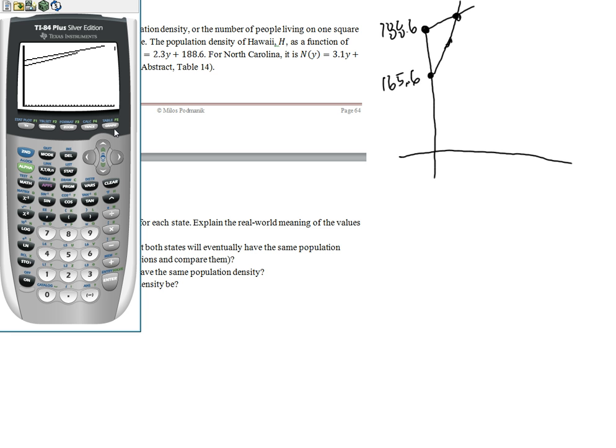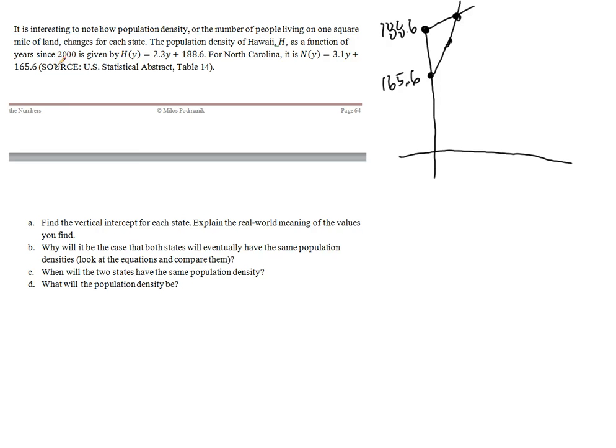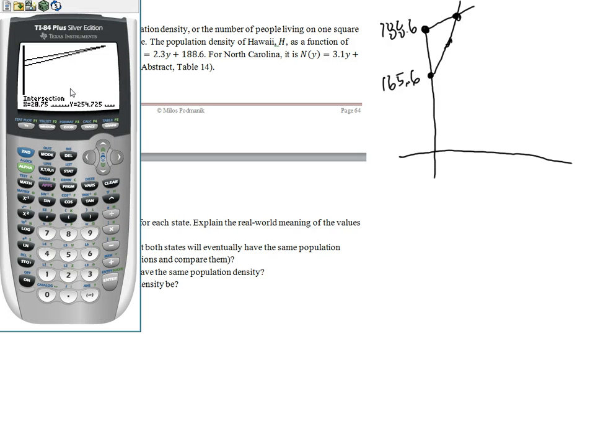There's one of them. There's the other one. It looks like they intersect right about there somewhere. So I'm going to go to second trace, and look for the intersection. I'm going to hit enter twice to select both curves. We don't really need to guess because we only have two equations on here, but usually it's good to try to get close to the intersection point. Press enter, and there it tells us that in year 28.75, that's 28.75 years after 2000, so in the year almost 2029, we would expect both population densities to be about 255.